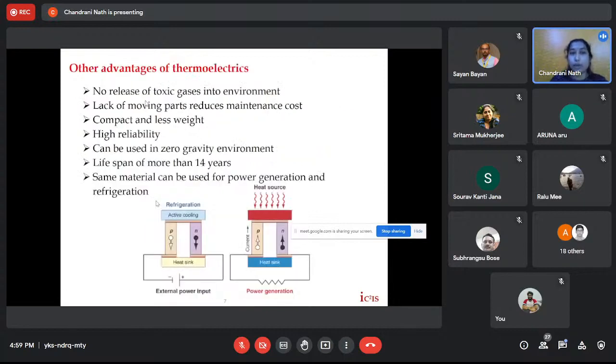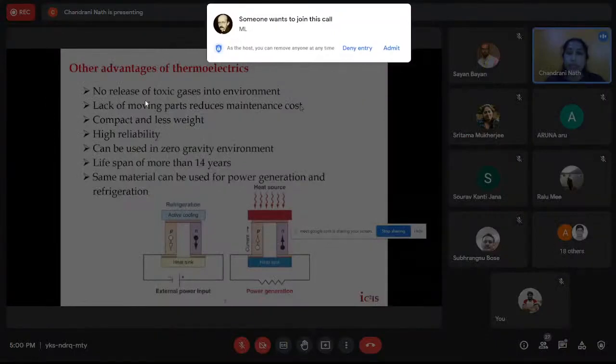Okay, so let's see what are the other advantages of thermoelectrics. Since these thermoelectrics don't emit any toxic gases, they are very clean and not harmful to the environment. These thermoelectric materials lack moving parts, which reduces the maintenance cost. These are very compact. So we can stack up our thermoelectrics according to our need of powering the device.